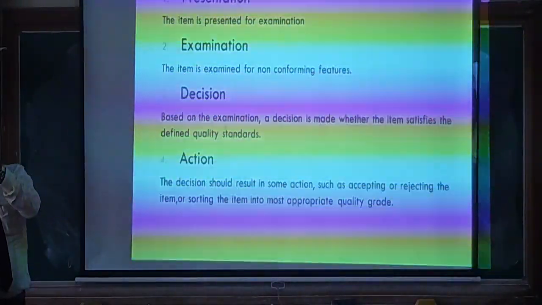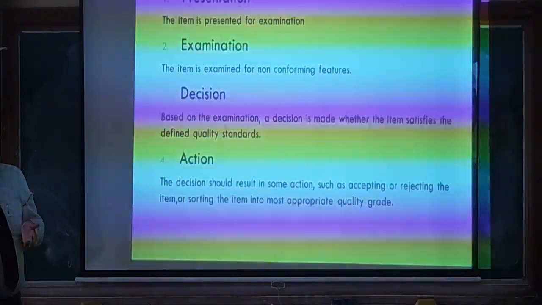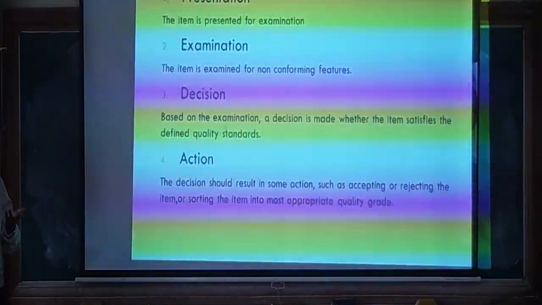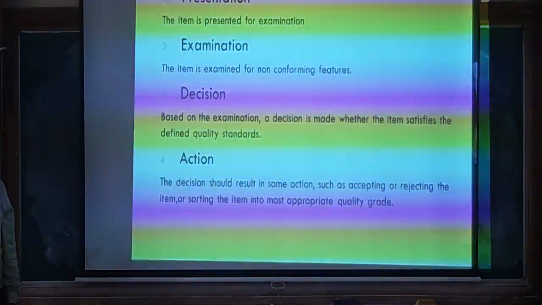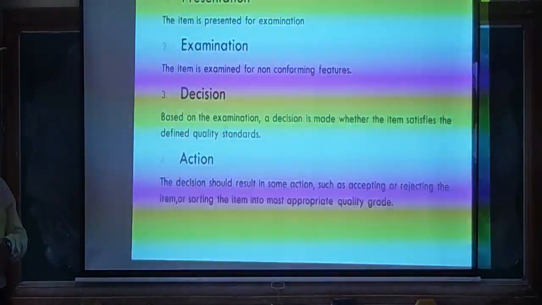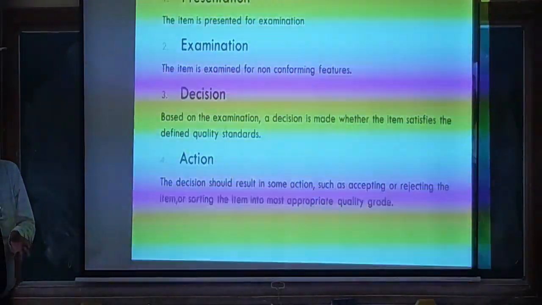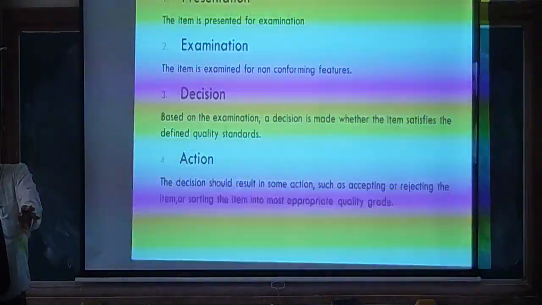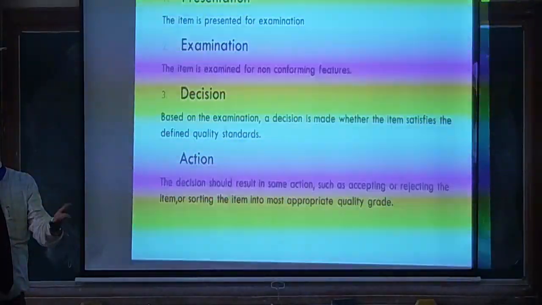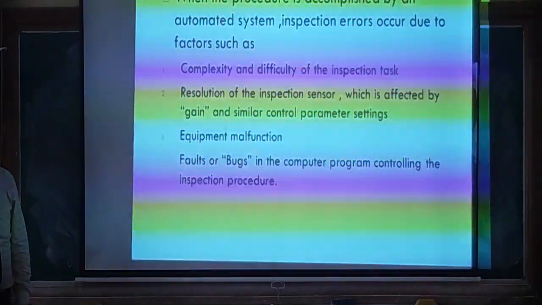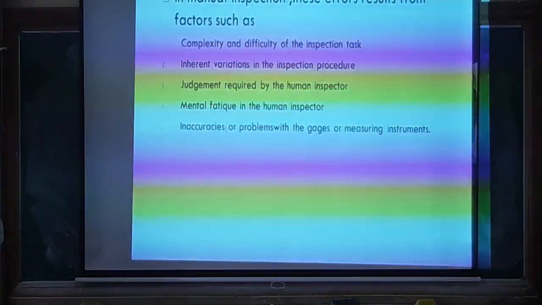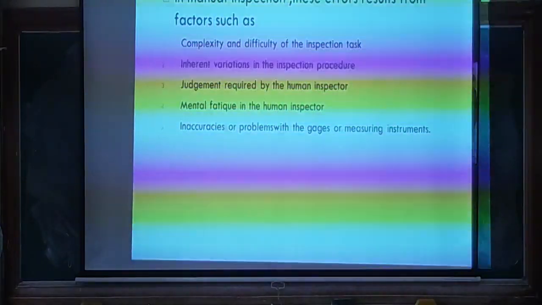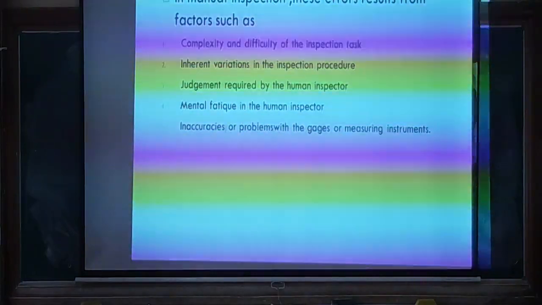Then the decision making is very difficult, whether it satisfies the defined quality standard or not. And then the action: whether you have to accept or reject that part, because you have not presented that part properly for the inspection, that is why it is giving error. So that is the procedure. In manual inspection, the inherent variation in the inspection procedure, how you are going to keep that particular part, is very important.